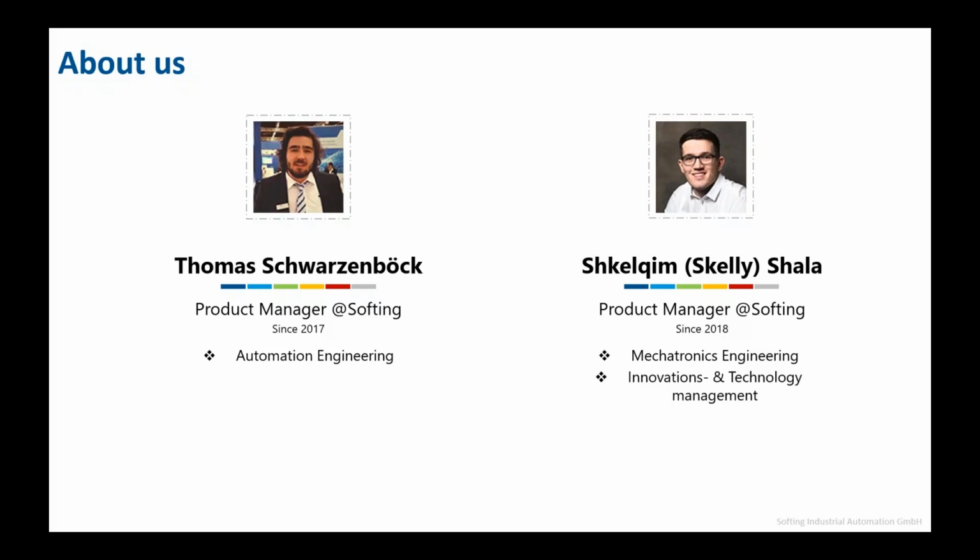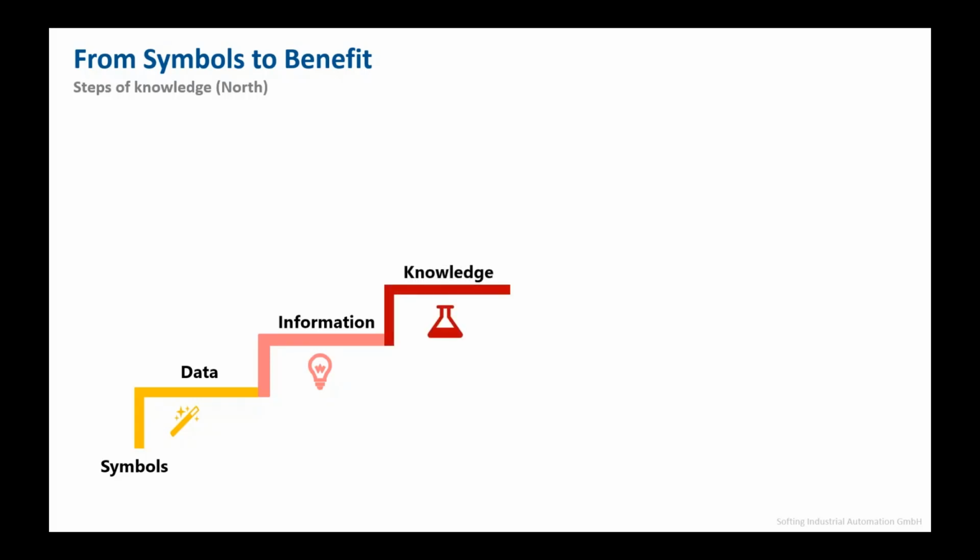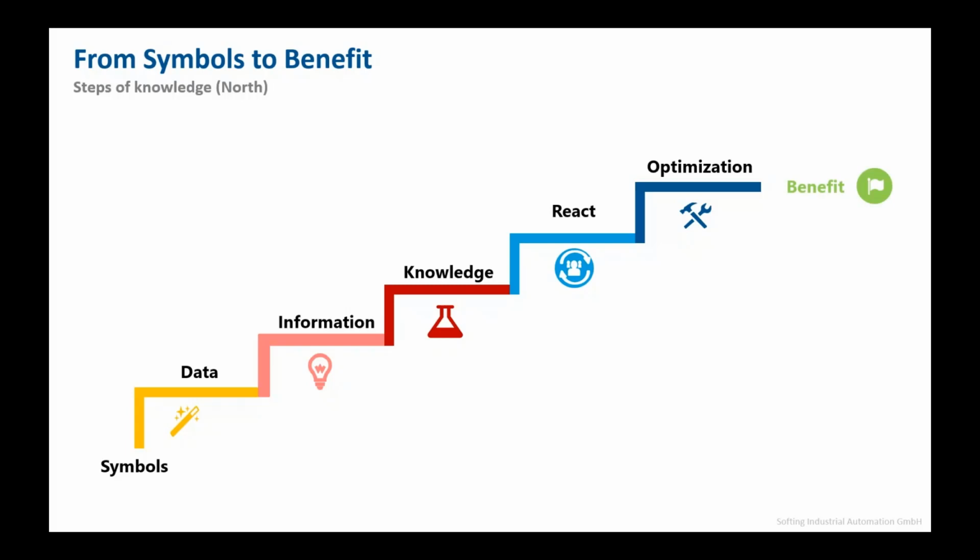I will start with the steps of knowledge from North. He has a pretty nice model about the steps in knowledge we have in companies and in general. Everything starts from symbols, which can be any kind of values. These symbols get somehow turned into data, and these data into information. Out of information, we can have knowledge. With knowledge, we can react, and by reacting, we can optimize. And if we optimize, we generally have a benefit out of it.